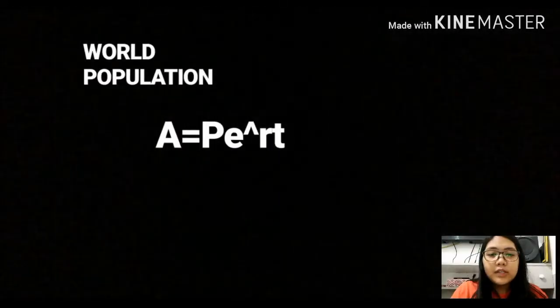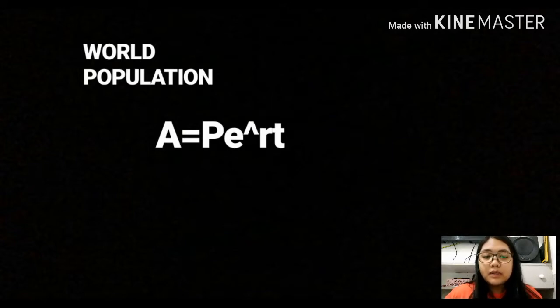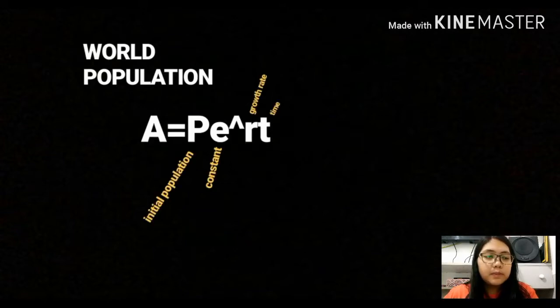Okay. So our next topic is world population. In world population, we'll be using a formula: A is equal to P e raised to rt. A is the total population after it grows, and P is the initial population, or the original or starting population, and e is a constant which has a value of 2.718, and r is your population growth rate, and t is the time.